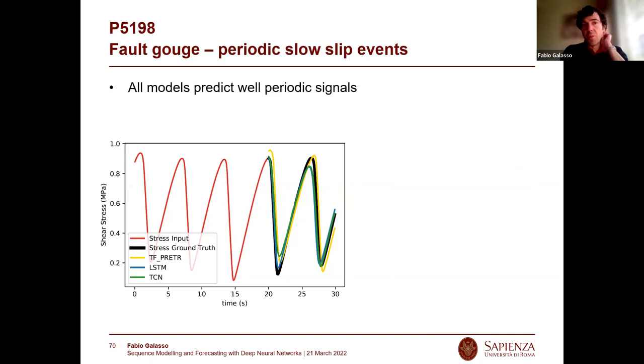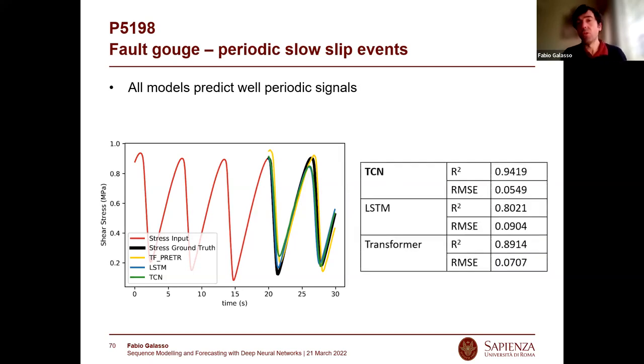All right, so what do we observe? When the signal is periodic, there's no difference between the LSTM, the TCN, or the transformer. They all do well. And this is also happening in terms of numbers. So we measure the R-square, but we also measure the root mean square error. For the root mean square error, the lower the better. For the R-square, the higher the better. So the perfect score is 1. For the root mean square error, the perfect score is 0 error.